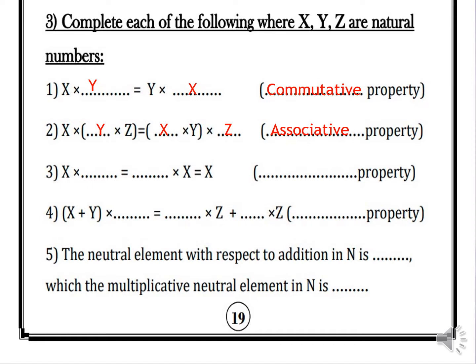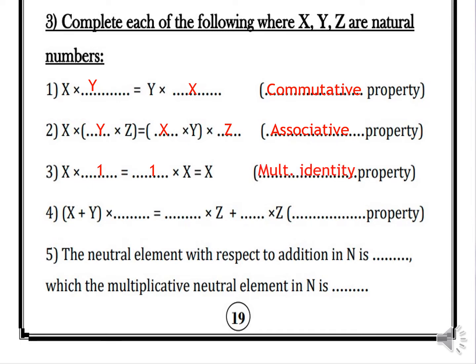In number 3, I have x multiply what equal what multiply x equals x. What multiply x equal x? What's the neutral element which, multiplied by any number, will give me the same number? It's 1. So x multiply 1 equal 1 multiply x, and this is the multiplicative identity property.